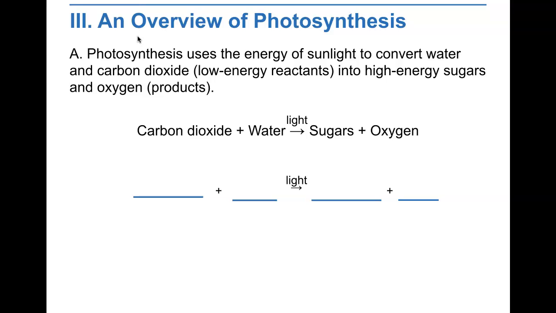Many steps are involved in the process of photosynthesis. However, the overall process of photosynthesis can be summarized in one sentence. Photosynthesis uses the energy of sunlight to convert water and carbon dioxide, low-energy reactants, into high-energy sugars and oxygen products. Plants use these sugars to produce complex carbohydrates such as starches and to provide energy for the synthesis of other compounds, including proteins and lipids.